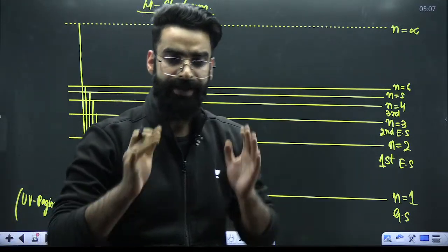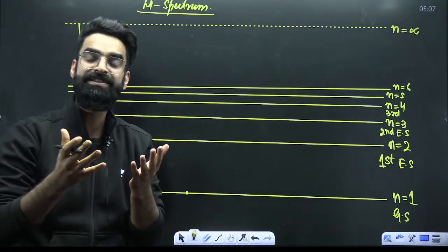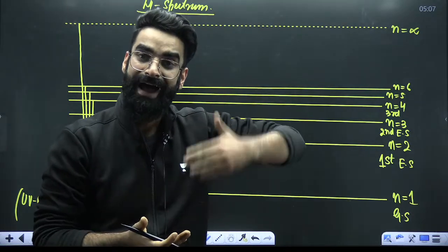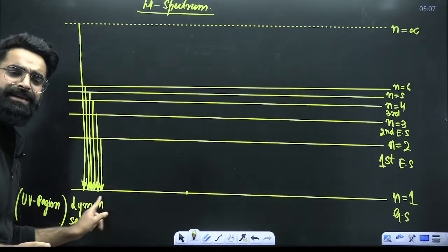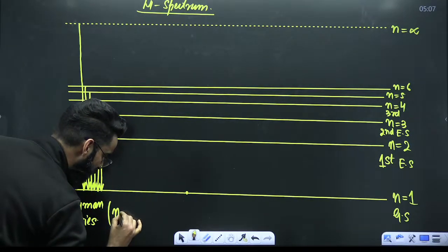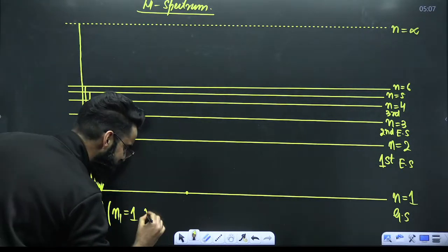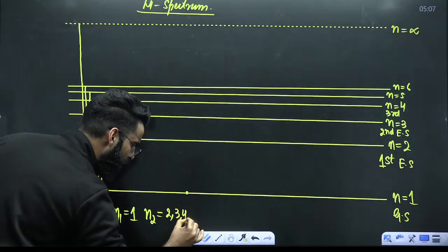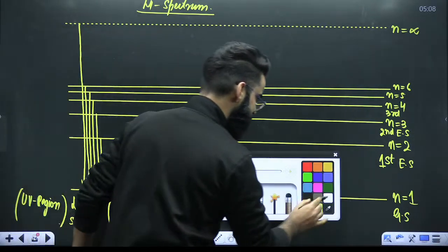So from now onwards, whenever I talk about the Lyman series, what do we get? We get a series of radiations when the electron makes a transition from higher energy states to shell number 1. Perfect. If I ask you, what is the ground state in the case of the Lyman series? Your ground state, represented by n1, is 1. And your higher energy states, which I'm representing with n2, can be 2, 3, 4, up to infinity. So this series of lines is your Lyman series.